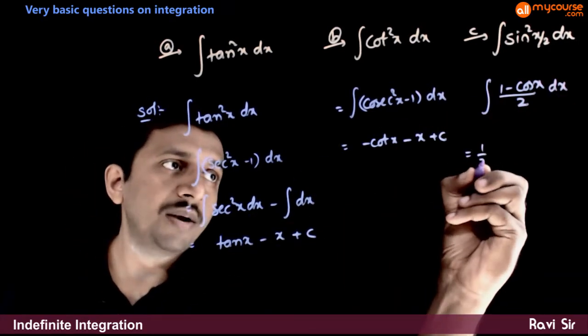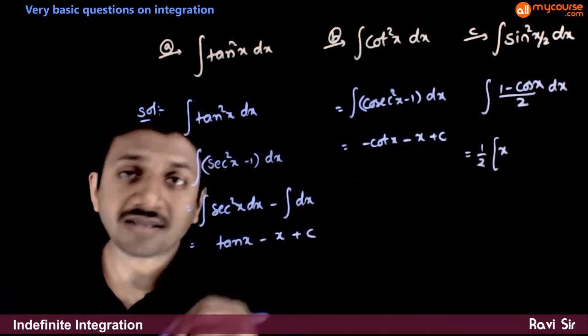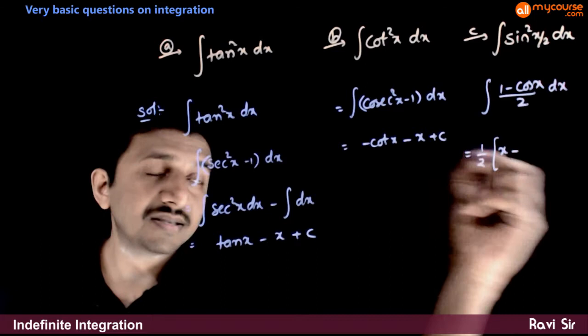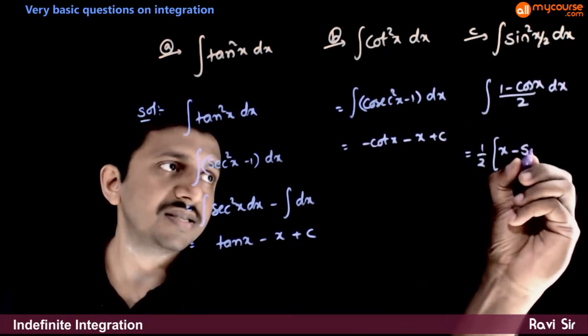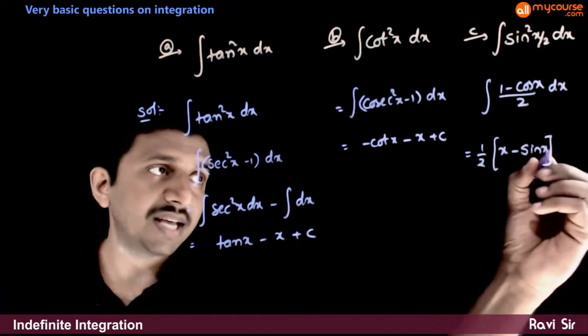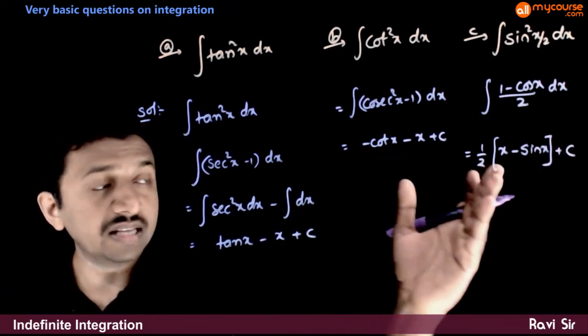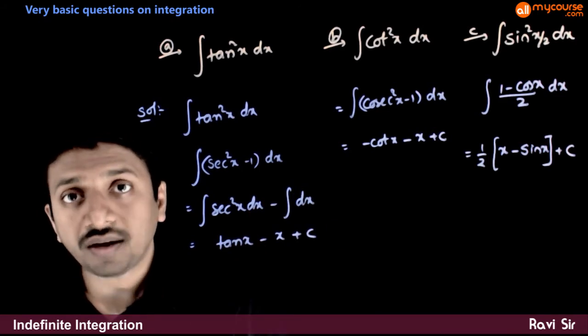That is equal to 1 by 2 times the integral of 1 minus cos x dx. The integration of 1 is x, and minus the integration of cos x is sin x. So half of x minus sin x plus an integration constant finally. So this is the integration of sin square x by 2.